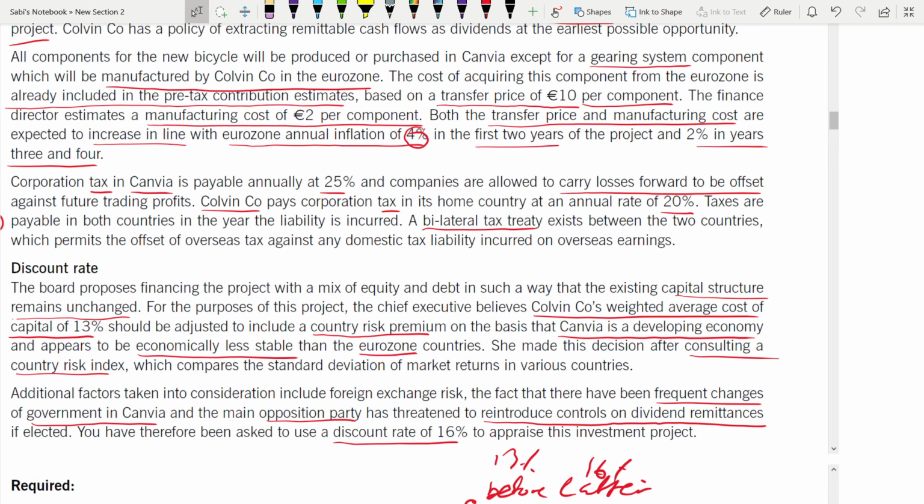Yes, they have told us. Additional factors taken into consideration include foreign exchange risk. Knowing what information from where, in which part of the case study, to take in your answer is also key. Like for this, if I keep on searching my other paragraphs above, it will waste my time simply because nothing is there. Everything is from this last paragraph, discount rate.